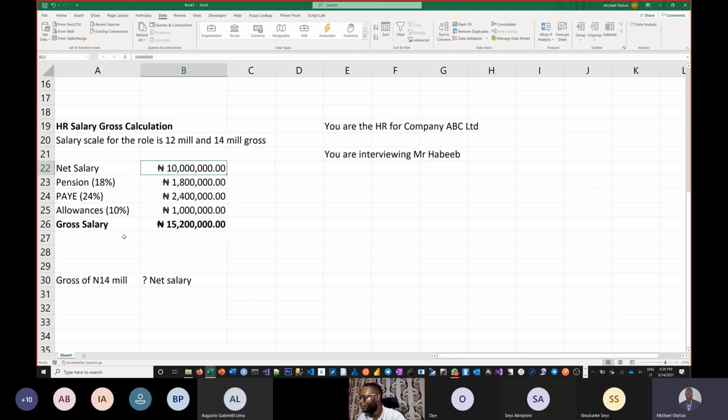So my question for you is this. If you are to now counter his offer and you want the gross to be exactly 14 million. So he has asked for 10 million, and 10 million is making the gross 15.2. You want to give him a counter offer. Counter offer means you want to find what net salary you should give him that will make the gross exactly the maximum of the scale, which is the 14 million. Can you direct me what we should do? Question number one, can goal seek work? What do you think? Will goal seek work?